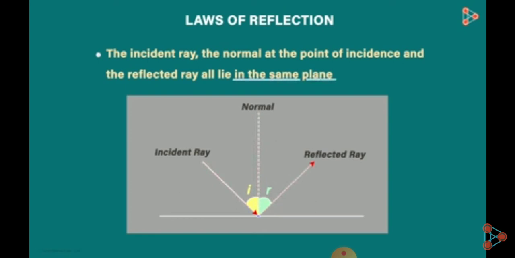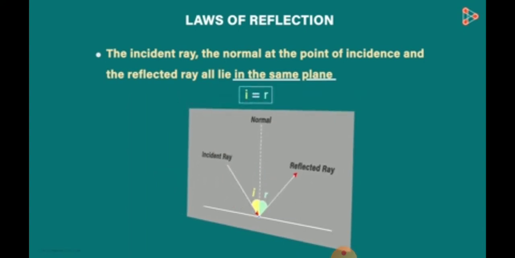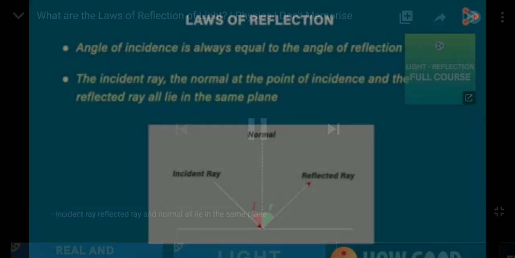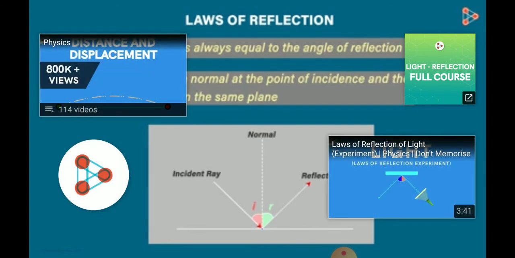So what is the second law? The incident ray, the normal at the point of incidence and the reflected ray all lie in the same plane, as you can see in this animation. So we have discussed the laws of reflection. This is the second law. What we have learnt is that the incident ray, the normal at the point of incidence and the reflected ray all lie in the same plane. So this was regarding the laws of reflection.